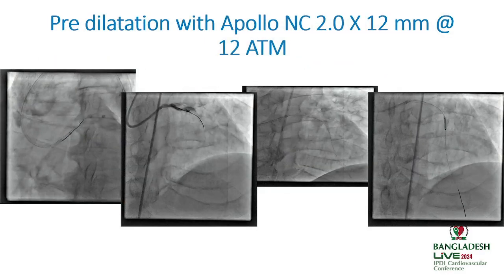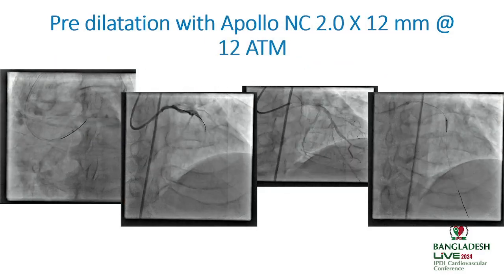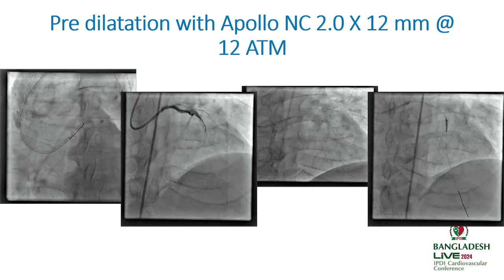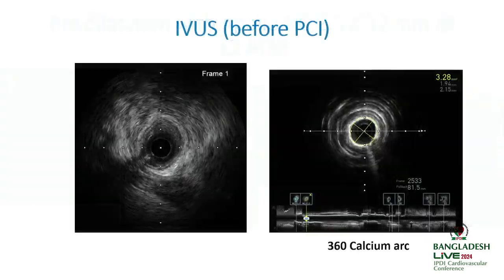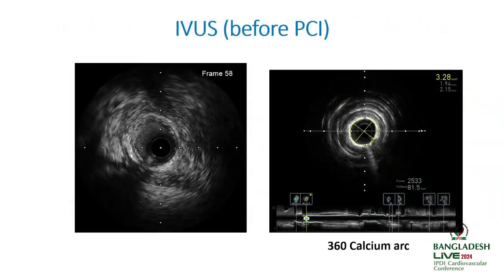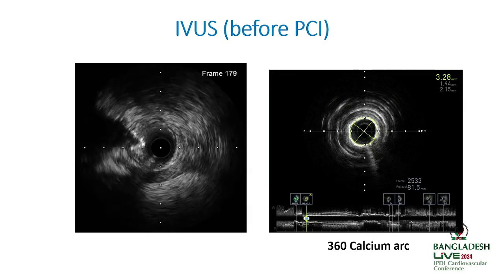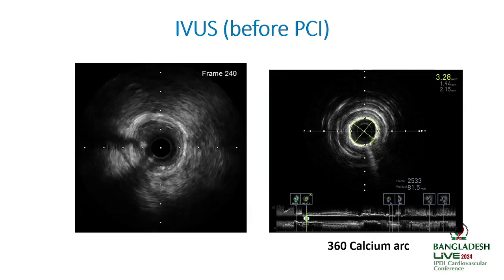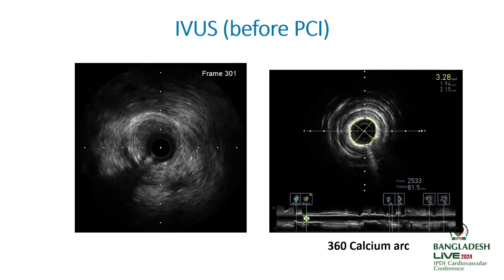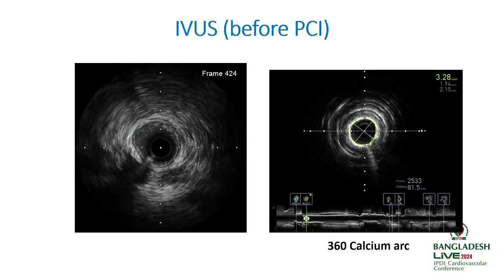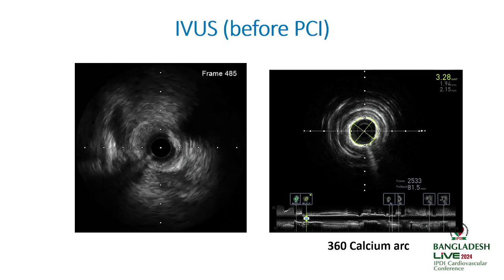Before going to IVUS, we predilate the lesion with an NC balloon, 2 into 12, at 12 atmospheric pressure, and then we go for IVUS. IVUS showed significant 360-degree calcification from proximal to distal part of the LAD, and the 360-degree arc was present for more than 5 millimeter in length.